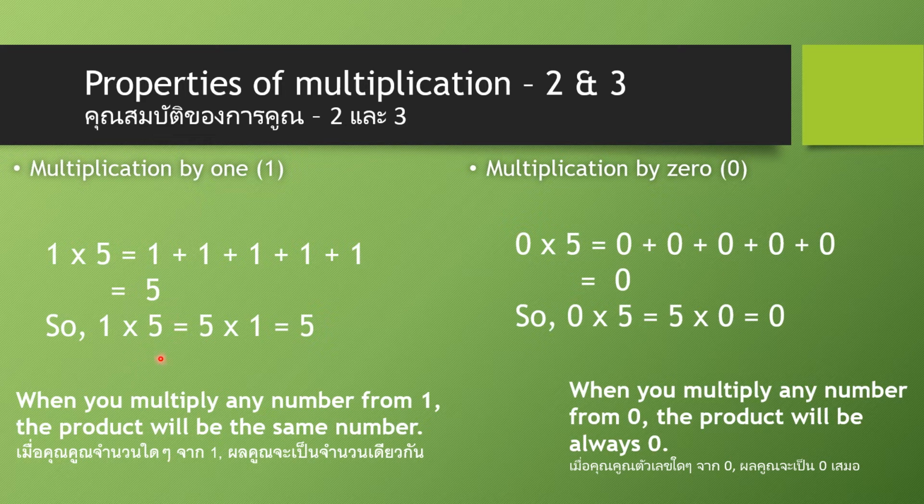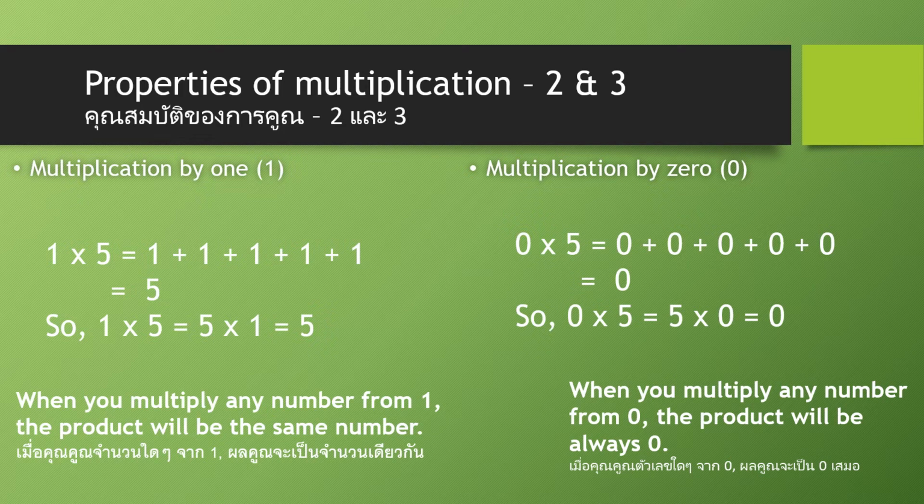See, when you multiply any number by number 1, the answer will be the other number, not number 1, the other number. Okay, so 1 multiplied by 1, what is the answer? It is 1. 1 times 10, what is the answer? 10. 1 times 7, what is the answer? 7. Okay, very good.